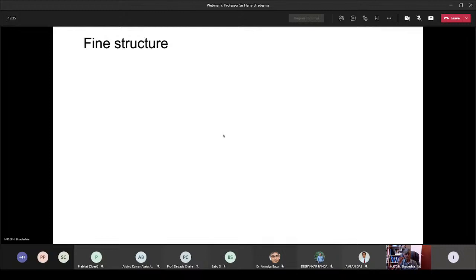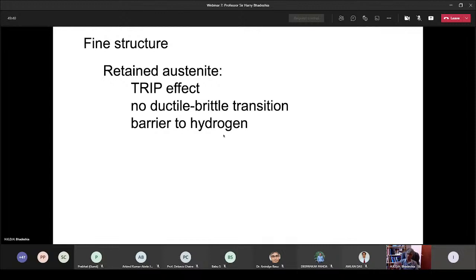We have retained austenite, and we are using one of the cheapest elements to stabilize the austenite, that is carbon. So even though the average carbon concentration in the steel is 0.4 weight percent, the austenite will end up with something like 1.2 weight percent of carbon, because that's the T0 concentration.